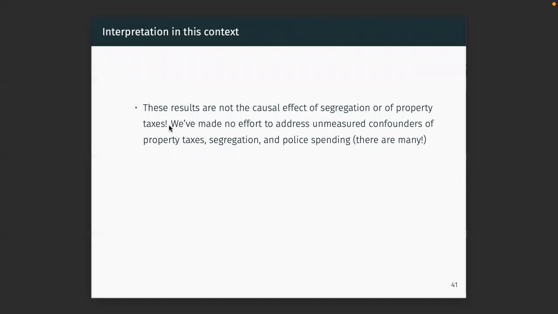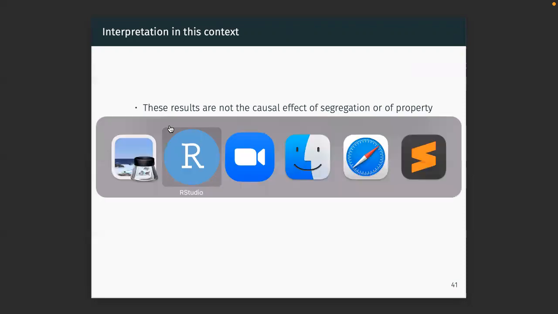We have not made any effort to address unmeasured confounders of property taxes, which there are a lot. We haven't made any effort to deal with collinearity of the predictors. There is collinearity in the predictors, but they could still be perfectly valid predictions. And in this case, they probably are. They probably fit the data quite well. Why don't we check that actually?